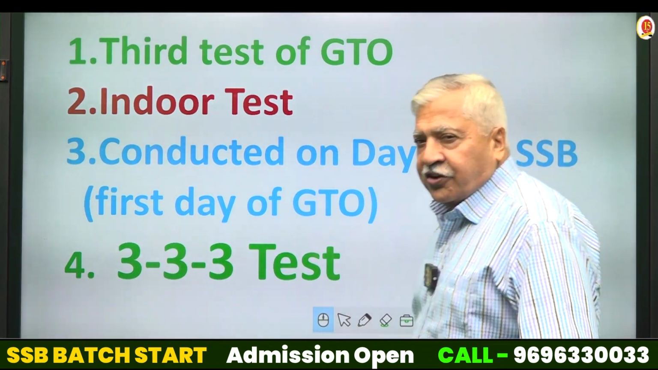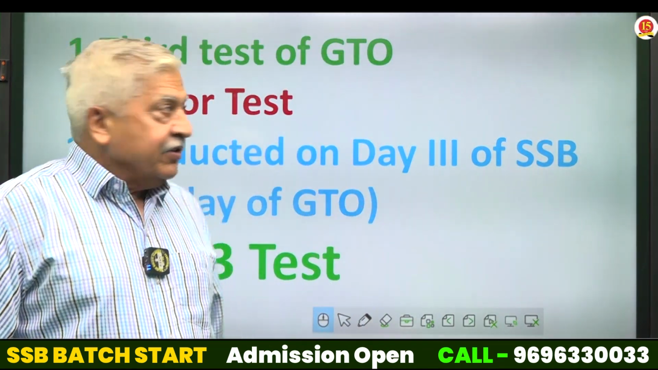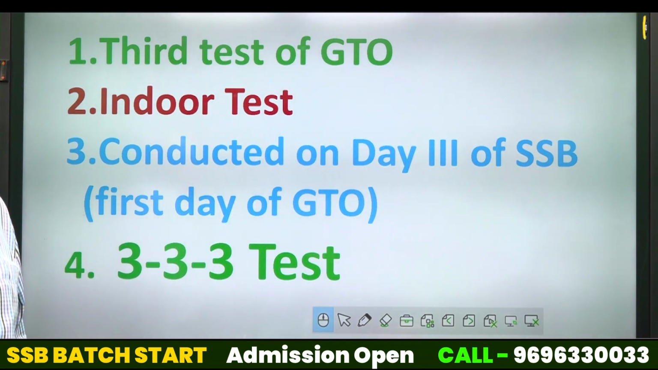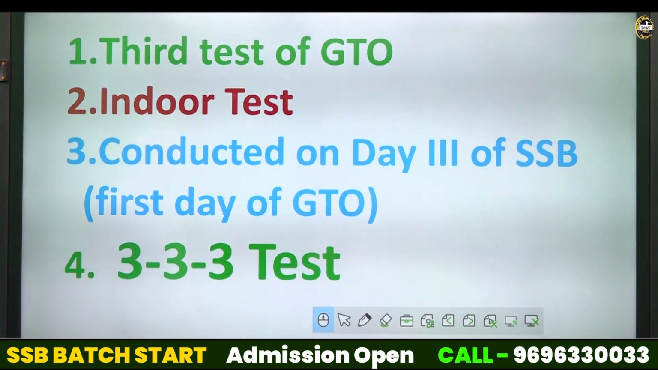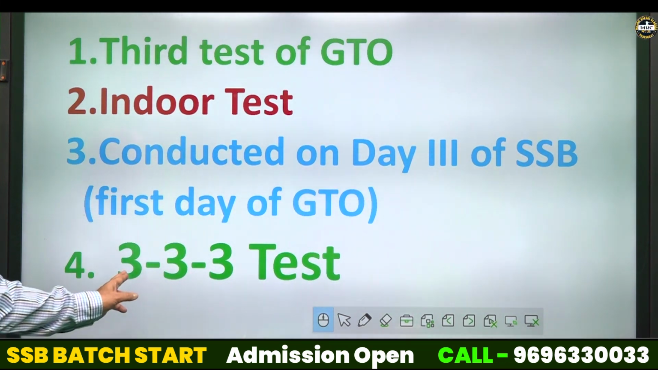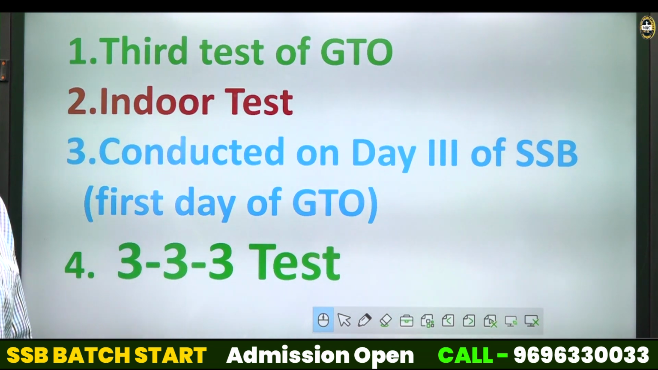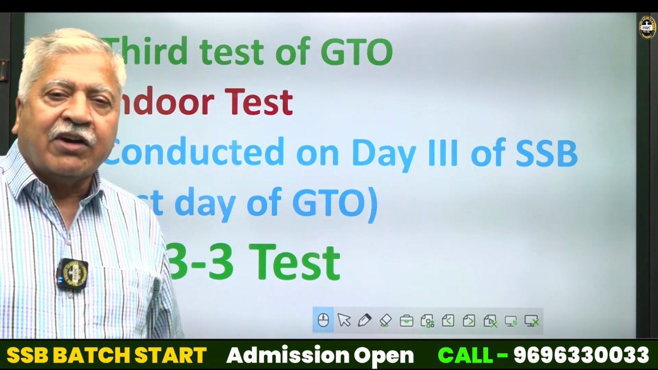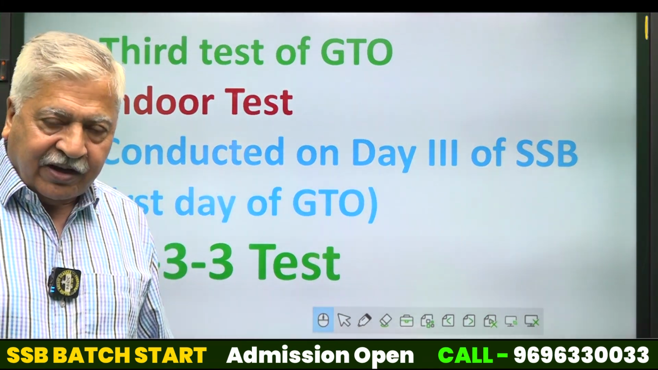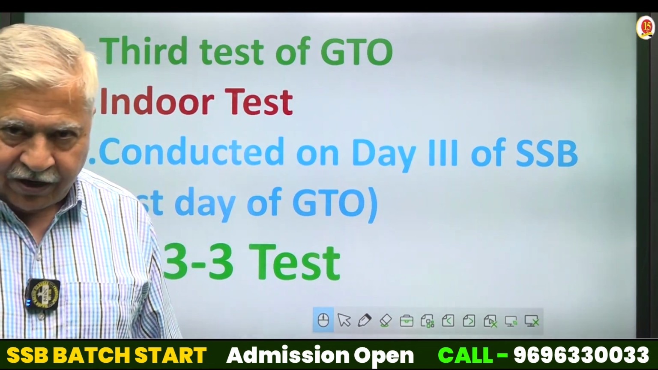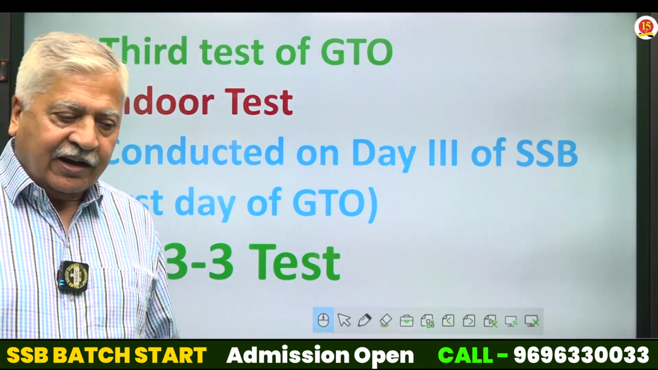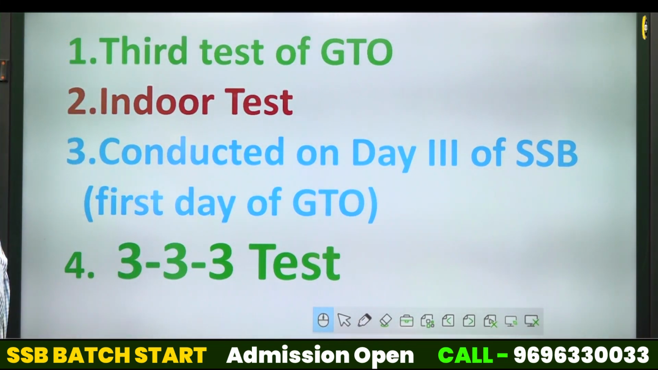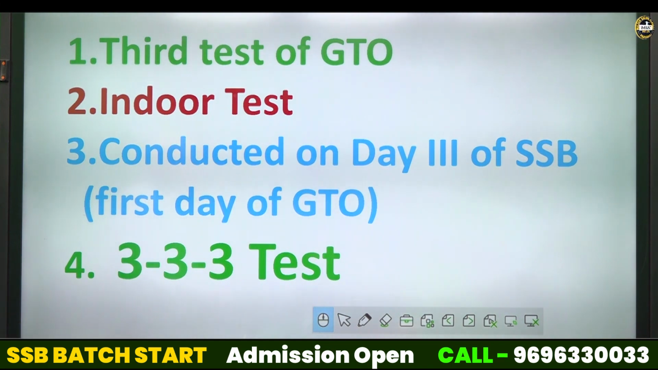Now, this is the third test of the GTO. It is an indoor test and it is conducted on the first day of the GTO's tests, but the third day of SSB. This test carries a formula called 333. What is this 333? You will have a choice of picking one topic out of the 3 given topics. You will be given 3 minutes to prepare for the topic that you have chosen and 3 minutes to deliver your lecturette. That is why it is also sometimes called a 333 test.